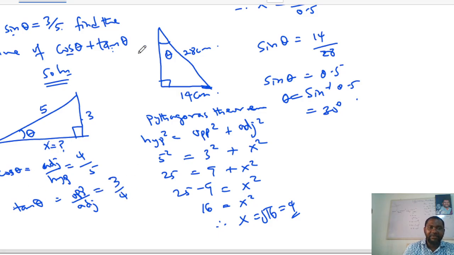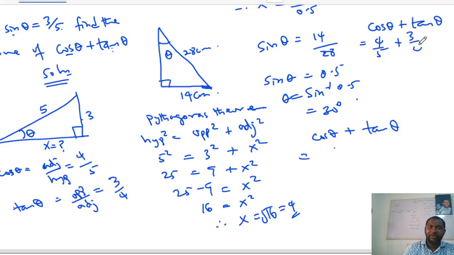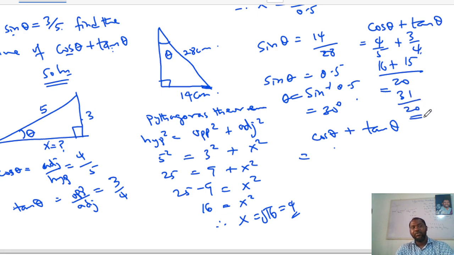So now we can find cos theta plus tan theta. Let me take this up here. Cos theta plus tan theta. Cos theta is 4 over 5. Tan theta is 3 over 4. So if you find the LCM, 20 divided by 5 is 4, 4 times 4, 16. 20 divided by 4 is 5, 5 times 3, 15. And we are going to get 31 over 20. So the answer is 31 over 20.